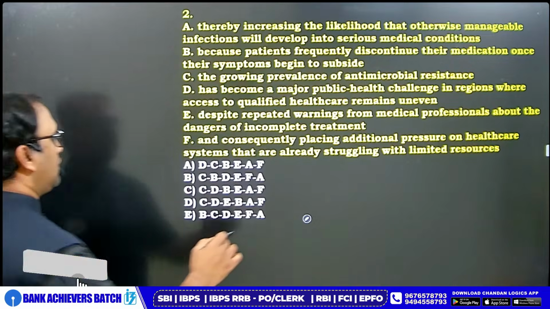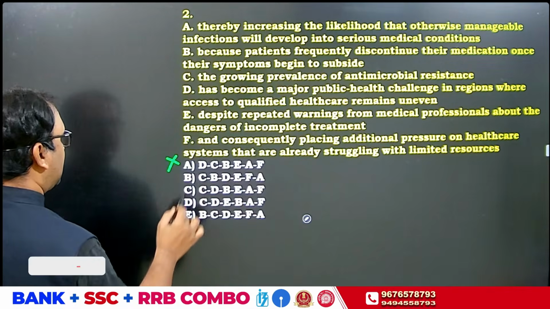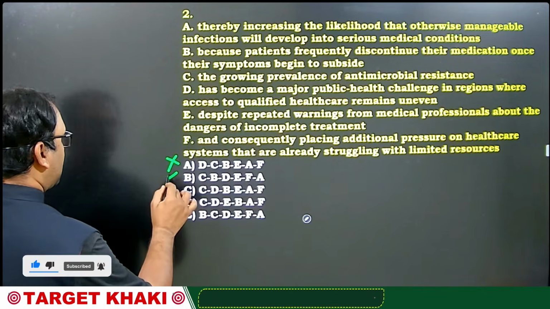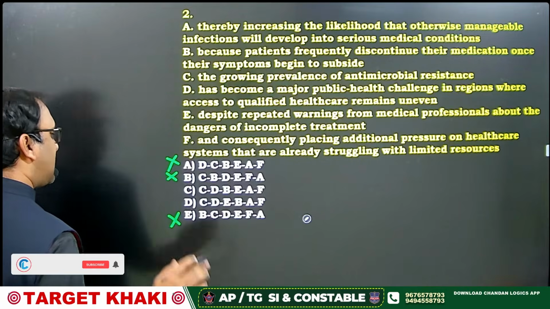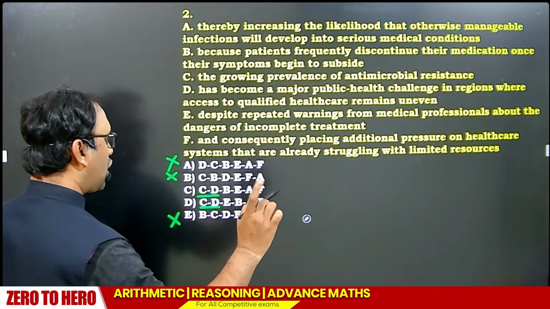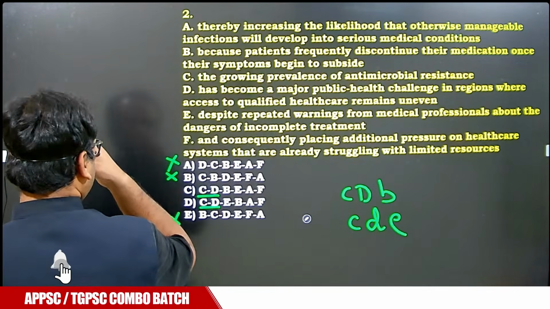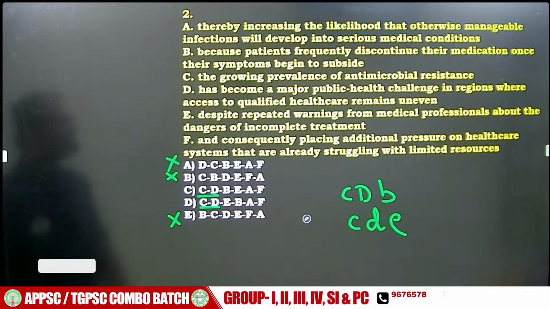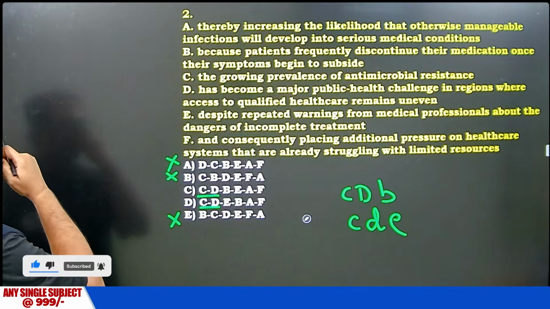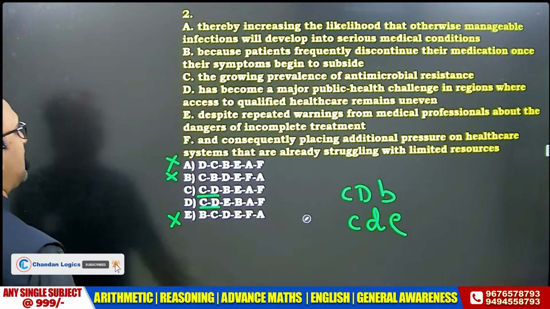Yes. See, look at the options. Common sense will tell you there is a very little chance for D and B, more chances for C. Again, common sense will tell you there are more chances for C and D. I am not saying that's a conclusion. It is only assumption because there are two options with the CD. Now your job is very simple, dear. CDB, CDE, same procedure. The growing prevalence of antimicrobial resistance has become a major public health challenge in regions.